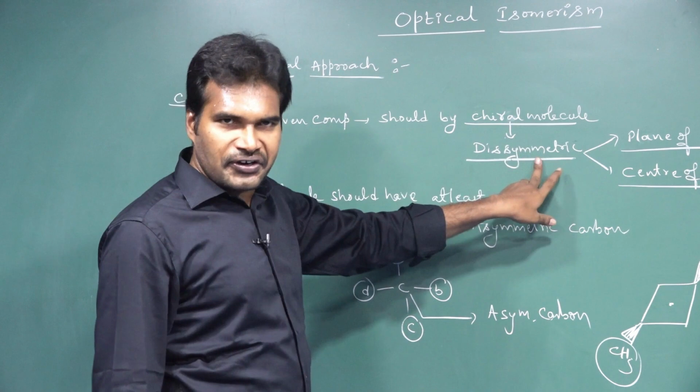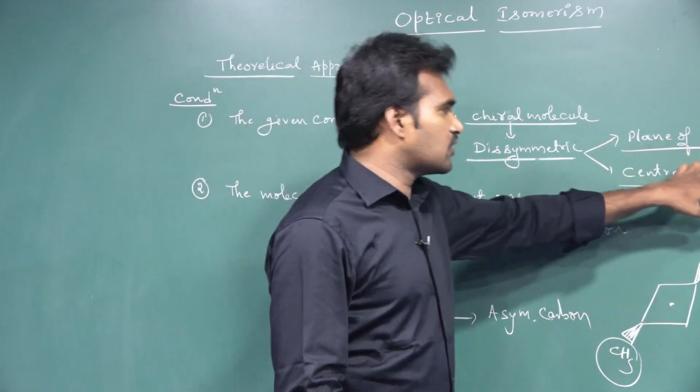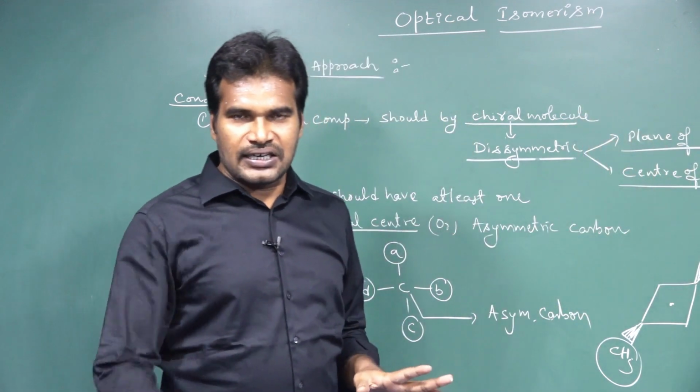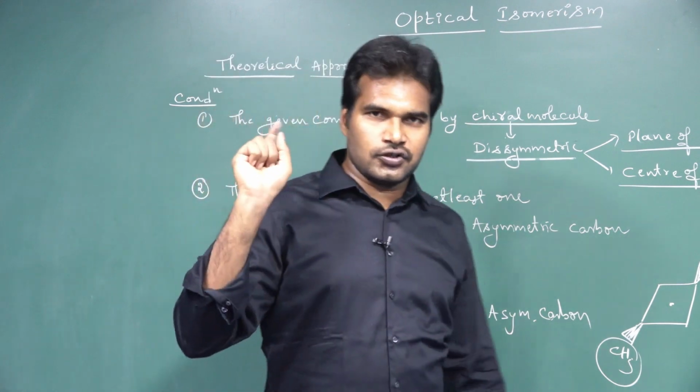Chiral means dissymmetric. Dissymmetric means the compound should not have any kind of plane of symmetry or center of symmetry. If it has at least one symmetry element, then that compound is definitely optically inactive.